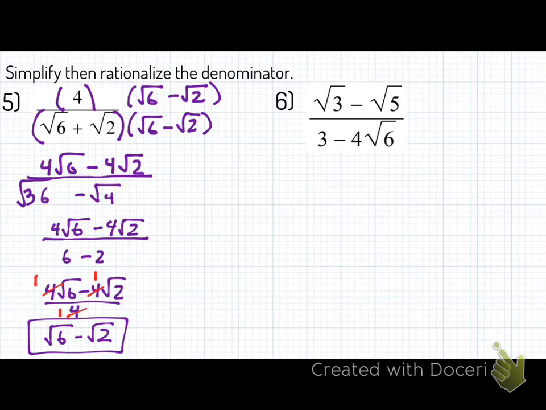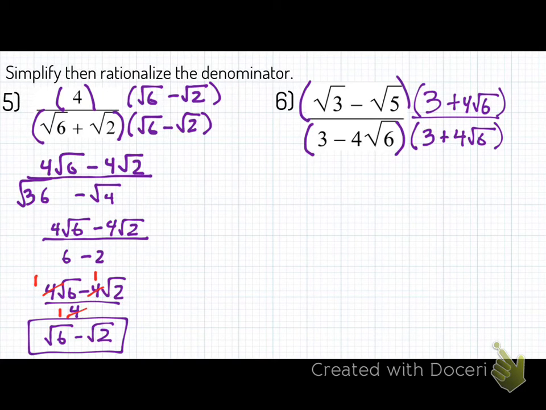Okay, here we go, number 6. So what you would do is, do you see this denominator's got this rad, or 4 rad 6, and it's minus. So check this out. Instead of it being minus, we're going to do 3 plus 4 rad 6. Okay, so it's the opposite, right, because it's going to multiply nicely. Do that into the numerator, the denominator also.